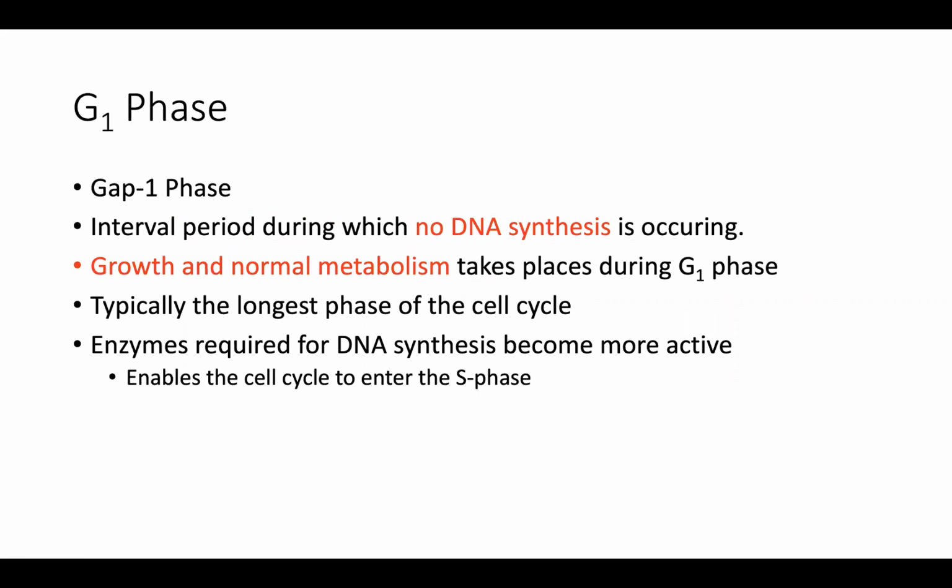All right, so G1 is a period of growth and metabolism. No DNA synthesis is taking place here. So we're producing enzymes and other things that are needed to enter S phase. But no DNA replication is occurring here. This is one of our interval periods.